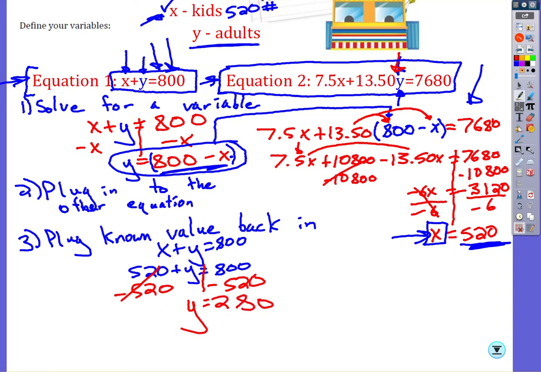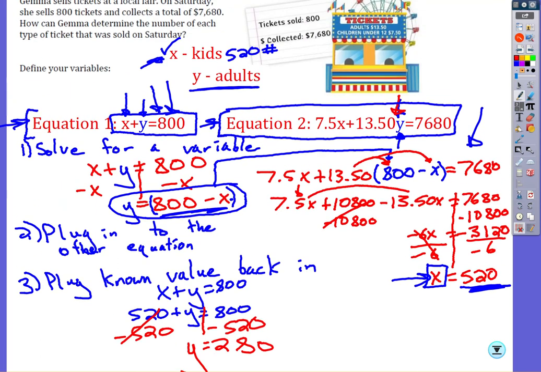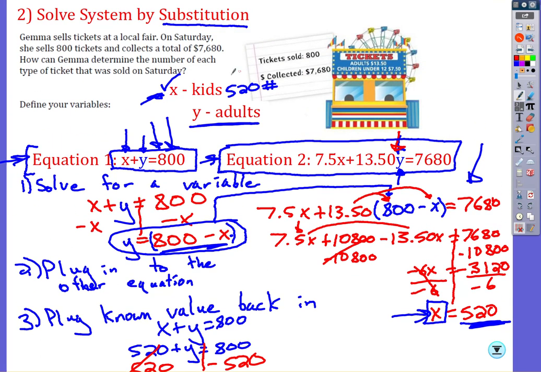So now we've got the entire thing. So I've got my number of kids, it's 520. And I've got my number of adults, that is 280. And I have solved this via substitution. Again, you just solve for a variable and you substitute it back into your other equation and you whittle it back to a solution. So now I'm going to show you a new method.